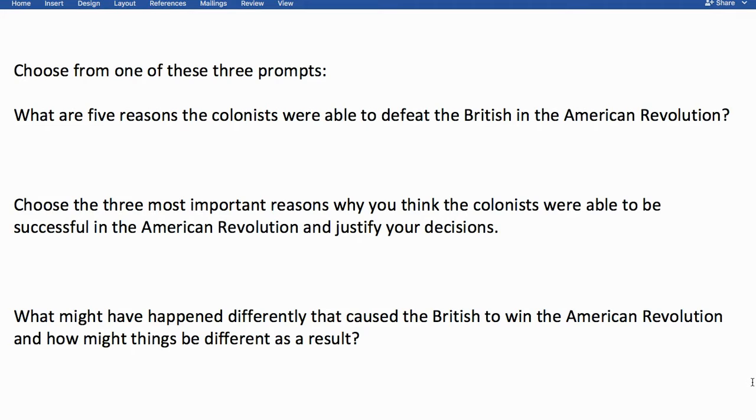So they're going to have to take that information and kind of create an alternate reality and what might have happened and how might things be different as a result. Again, they're taking the same information of how the colonists were able to defeat the British, but now they're getting to create what that might look like had things gone differently. So 3 questions, all pretty much asking the same content, but the level of thinking is very different. And this is the big difference in differentiating your questions.